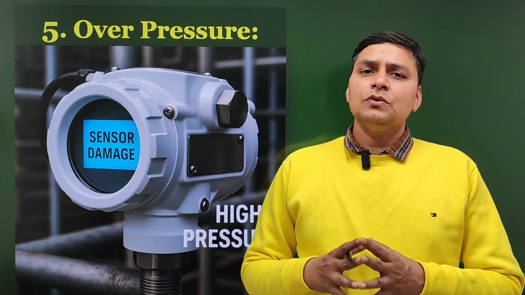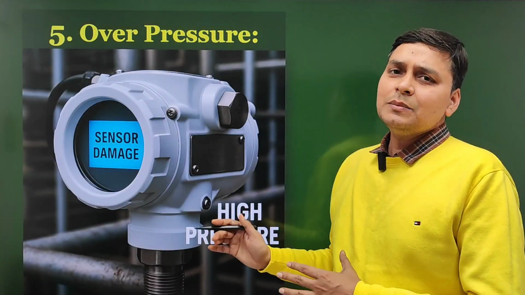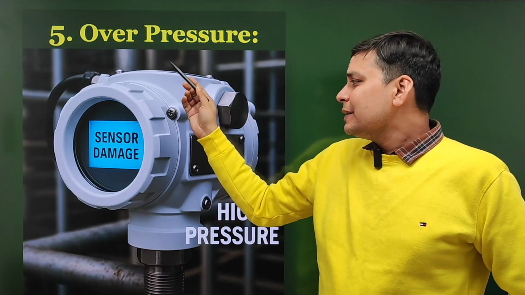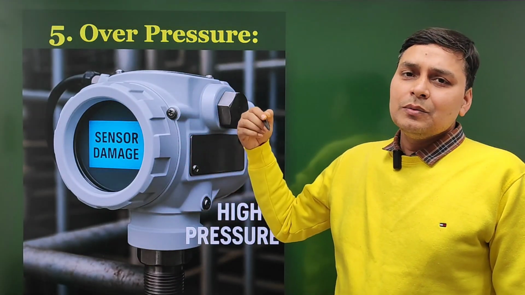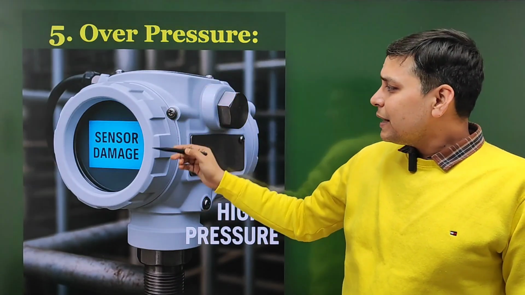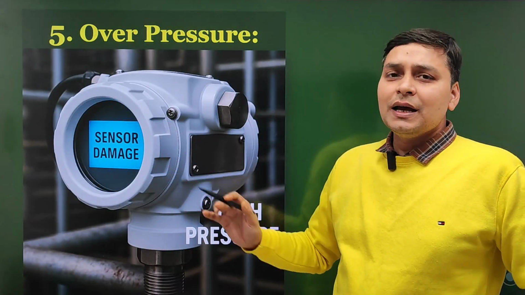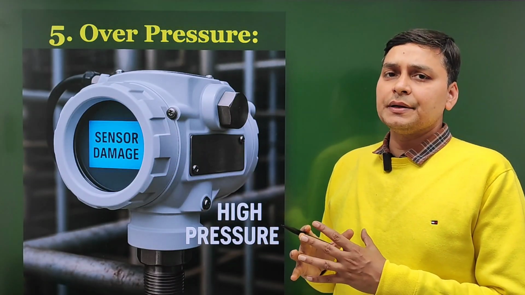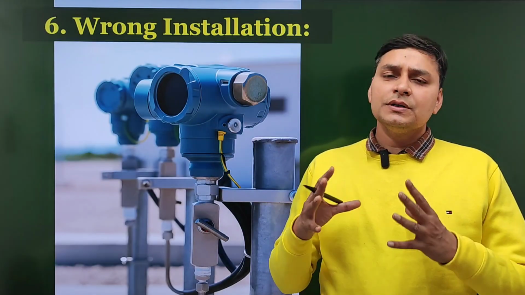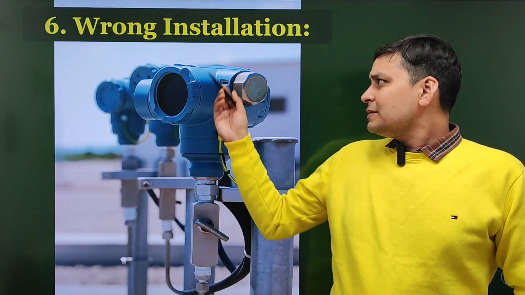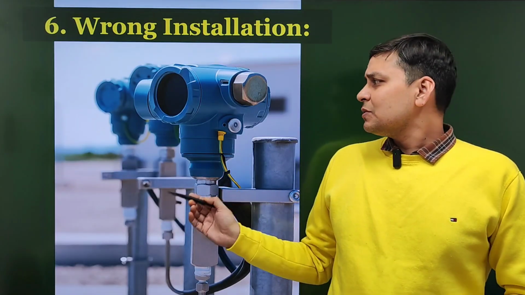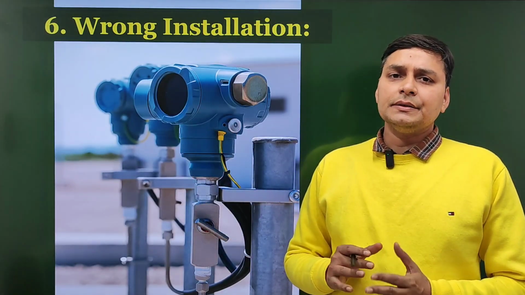The next reason is overpressure. Friends, sometimes pressure becomes very high, so it may be possible that it reaches beyond the high limit. In that case, the sensor may be damaged, and the transmitter will show a high reading. The next reason is wrong installation. Look friends, due to wrong installation, transmitter readings will also change. It may show a high reading or low reading.